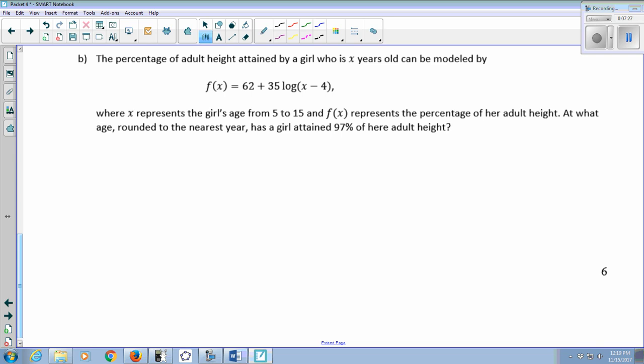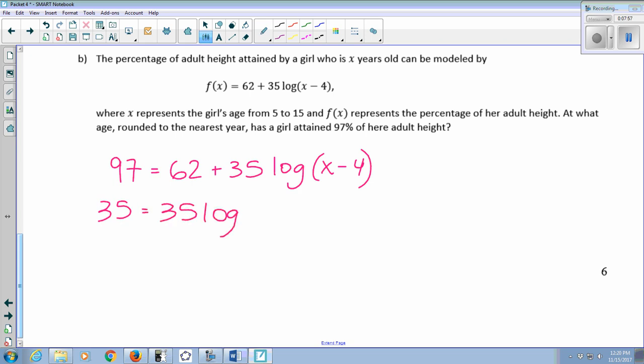So my input is age and output is height. So I'm going to put 97 as my output. And I want to solve for x, age. So I want to isolate the logarithm first. So I'm going to subtract 62 from both sides. 97 minus 60 would be 37, minus another 2 is 35, equals 35 log of x minus 4. Divide both sides by 35, so I get 1 equals log of x minus 4.